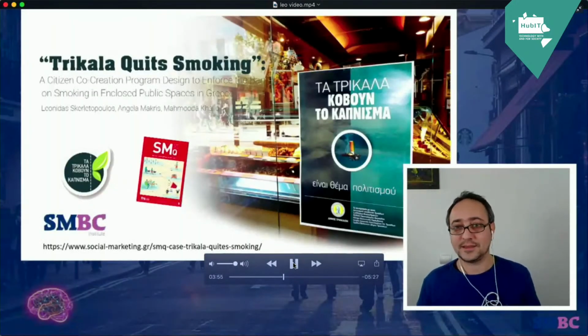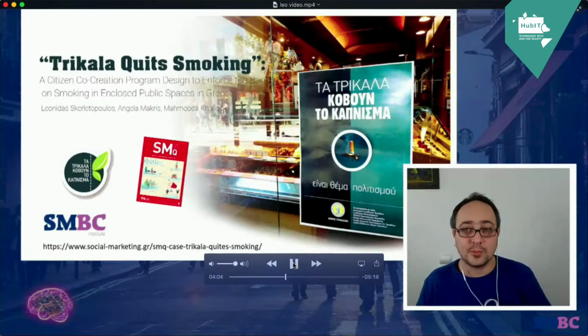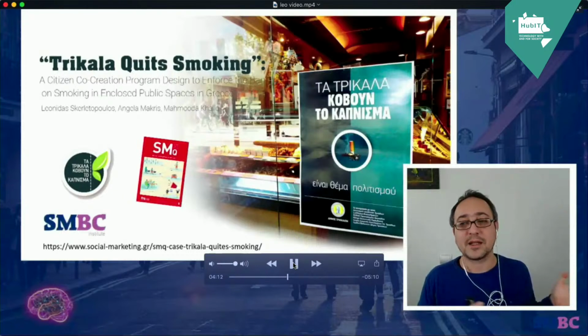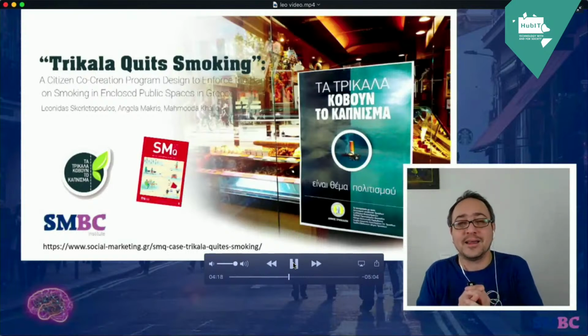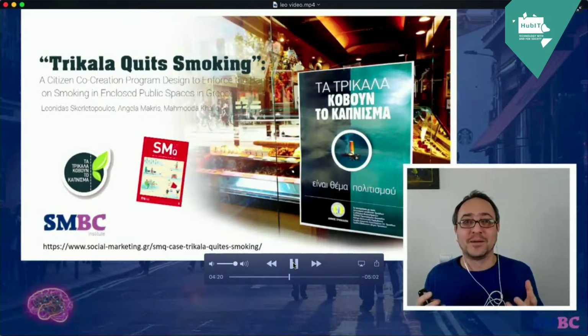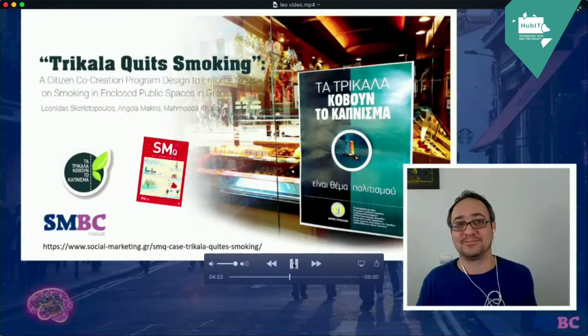Our first case is Trikala quit smoking. It's very funny because the country that had the first legislation in Europe about smoking in 1856 was the last country to adopt the ban of smoking in enclosed public spaces. That was because the norm in Greece was a massive force. It was stronger than the legislation.